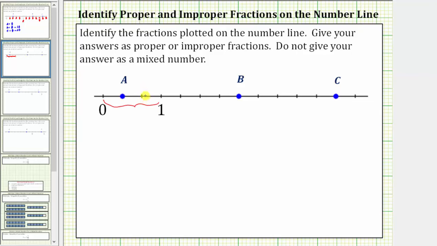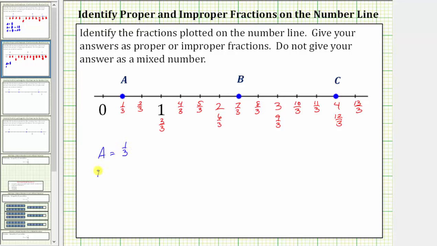Starting at 0, we can now count to the right by 1/3. We have 0, 1/3, 2/3, 3/3, which equals 1, 4/3, 5/3, 6/3, which equals 2, 7/3, 8/3, 9/3, which equals 3, 10/3, 11/3, 12/3, which equals 4, and 13/3. So now we know A equals 1/3, B equals 7/3, and C equals 4.